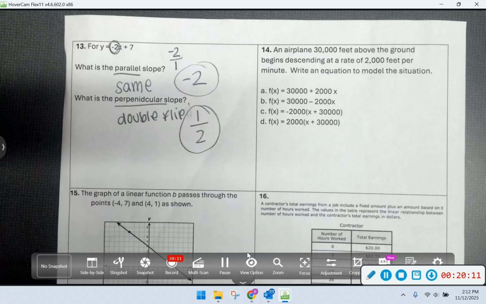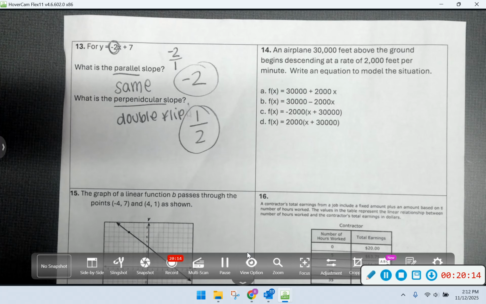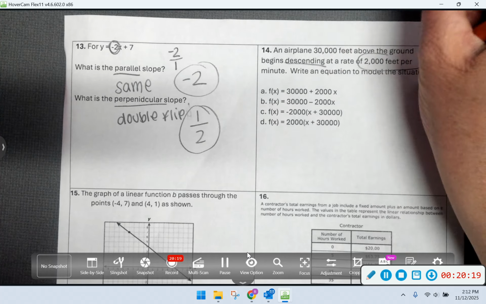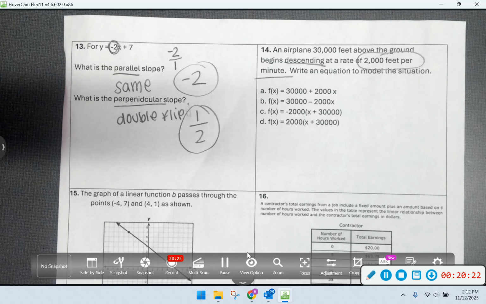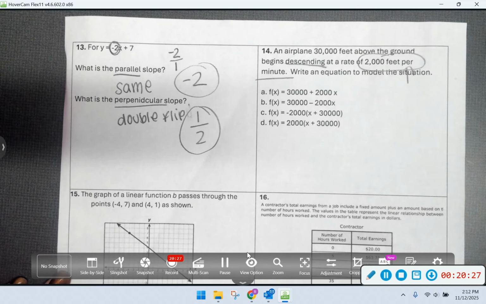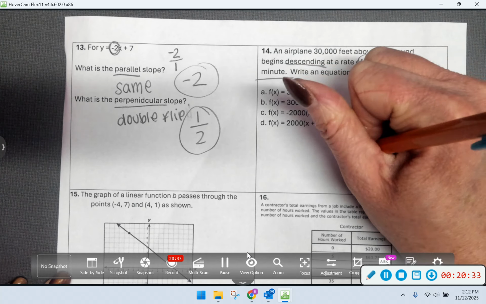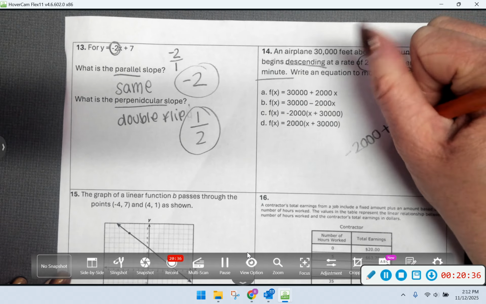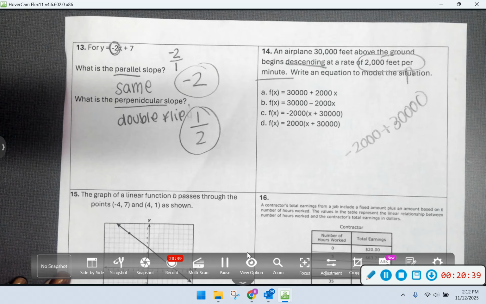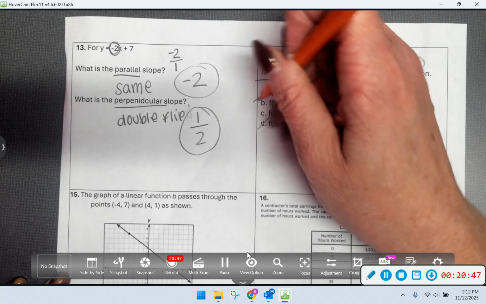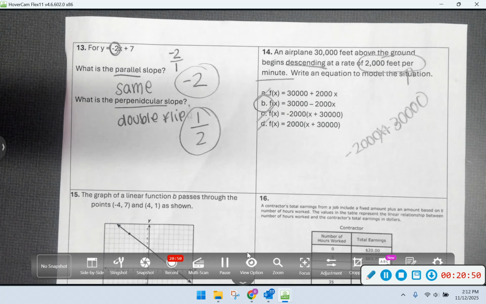All right, 14. An airplane is 30,000 feet above the ground, and it's descending at a rate of 2,000 feet per minute. Write an equation to model the situation. So 2,000 has the word per, so that's going to be my slope. Now, we are descending, so it's going to be negative, plus where we start. So I'm going to cross off A and I'm going to cross off D because 2,000 is positive in both of them. Ooh, forgot my x. But the correct answer is B. Even if it's written backwards, it's still going to be correct.